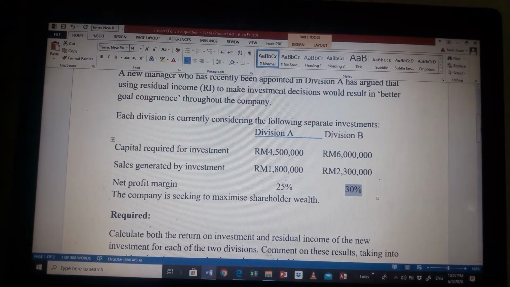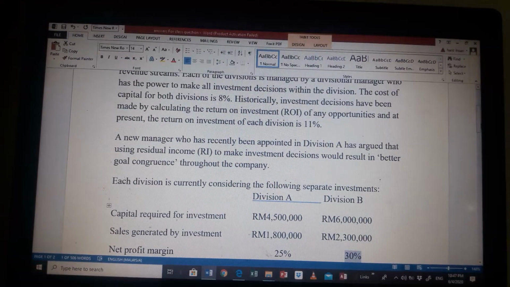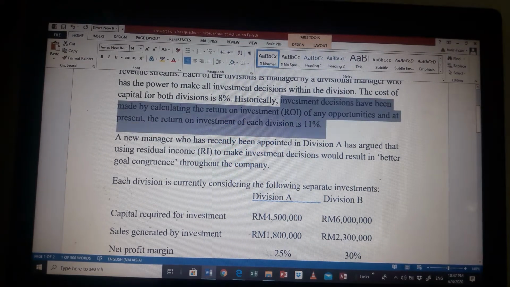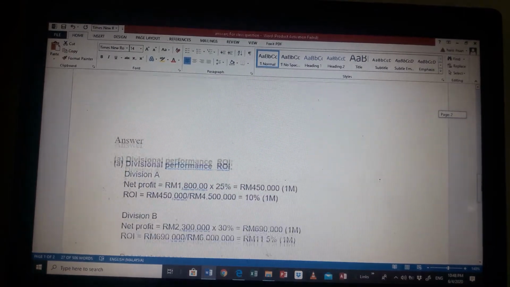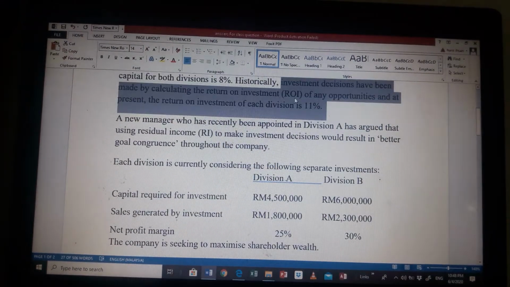So from the ROI alone, we will see that division A will not take the new investment decision, simply because the previous investment decision has resulted in a higher ROI of 11% instead of the now 10%. However, division B will partake in the new investment, simply because after the new investment, the ROI will become 11.5% as compared to the 11%.